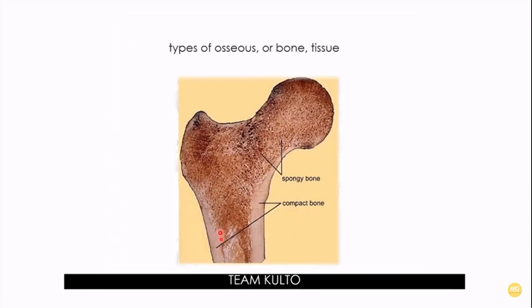Now, we're going to discuss the types of osseous or bone tissue. Compact bone is dense, smooth, and homogeneous, while spongy bone is composed of long, needle-like pieces of bone and lots of open spaces.